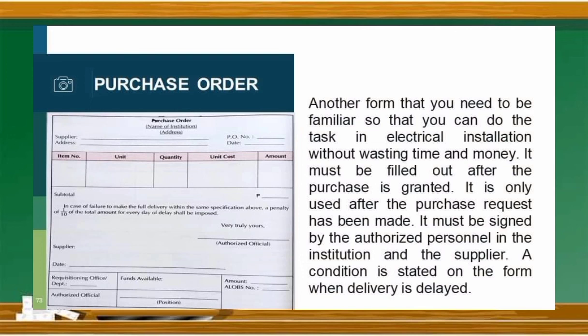For the last one, after the requisition and issue slip and the purchase request, we have the purchase order. It is another form that you need to be familiar with so that you can do the task in electrical installation without wasting money. It must be filled out after the purchase is granted. It is only used after the purchase has been made. It must be signed by the authorized personnel in the institution and the supplier. A condition is stated on the form when delivery is delayed.